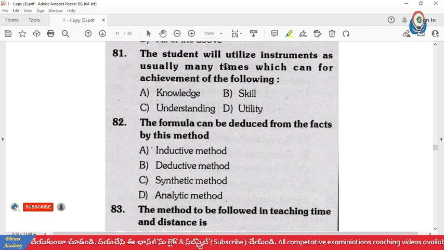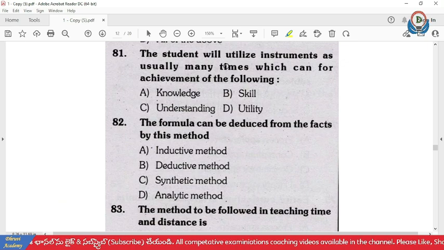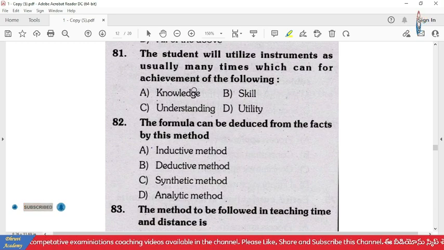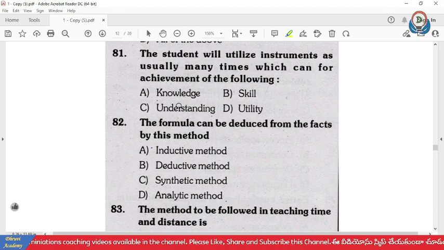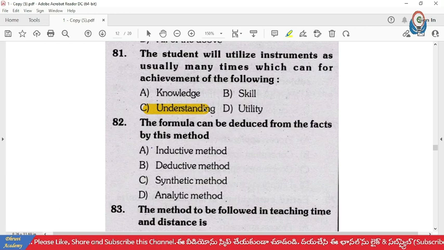The student will utilize instruments usually many times, which can be used for achievement of the following. A. Knowledge. B. Skill. C. Understanding. D. Utility. Which is the right answer? Understanding is the right answer.